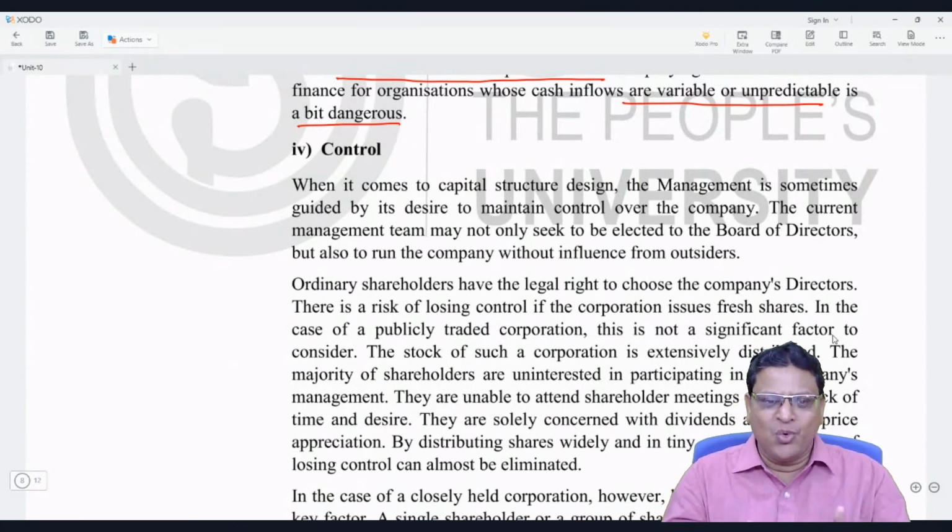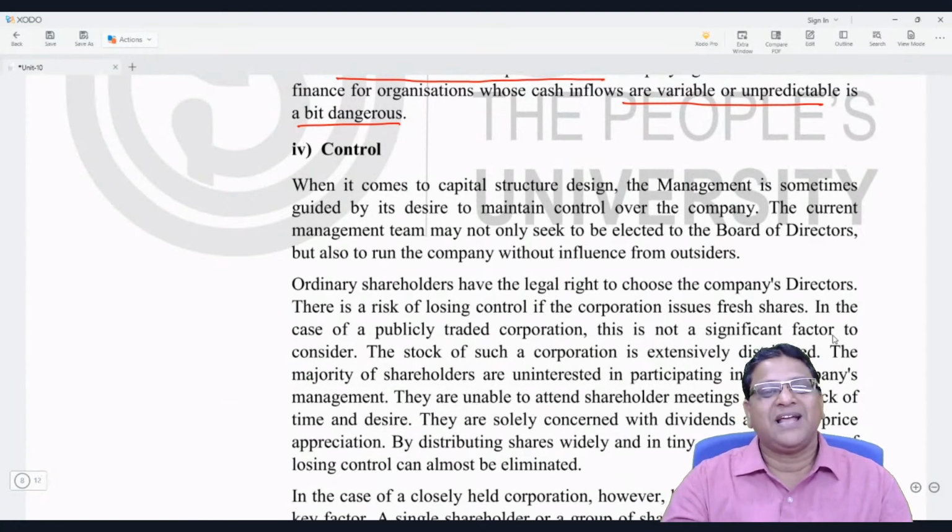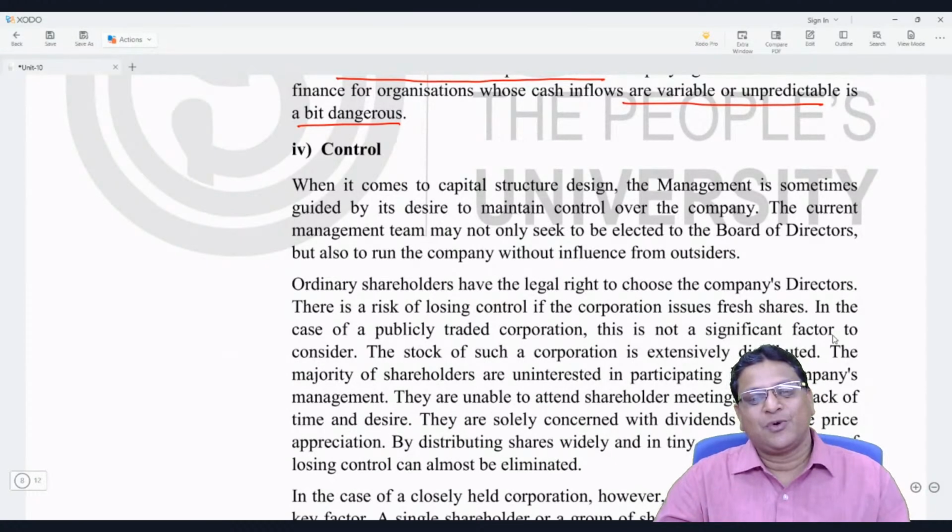The business is owned by few family members. If that company issues equity capital, new members will come and their control will be diluted. That means if there is a closely held company, generally family members do not want to dilute their control. Hence, in that company, they generally go for more and more debt capital. It issues less and less equity capital.